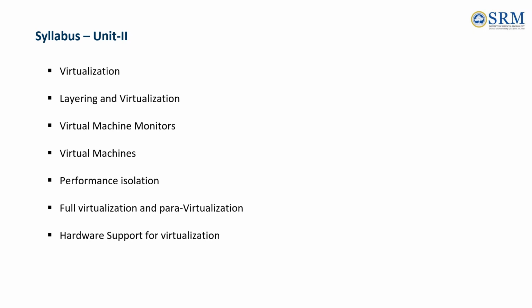In this unit, we will cover important concepts related to virtualization. We will begin with the basics of virtualization and layering concepts. Then we will study virtual machine monitors, also called hypervisors, and understand how virtual machines work. We will also discuss performance isolation, different virtualization approaches such as full virtualization and para-virtualization, and finally hardware support for virtualization technologies.